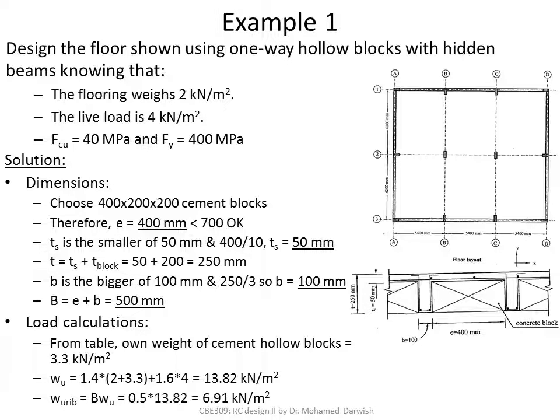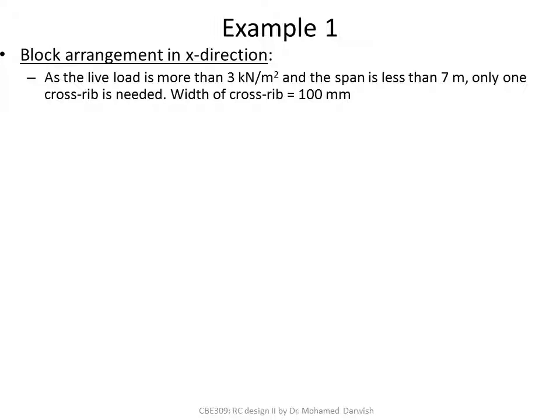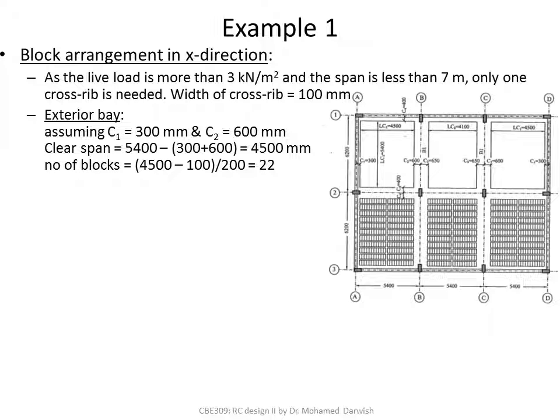slab. So W ultimate rib is this number multiplied by B. So this is 6.91 kilonewton per meter. First, you need to have the block arrangement done. So as the live load is more than 3 kilonewton per meter square and the span is less than 7 meters, only one cross rib is needed. The width of this cross rib is 100 millimeters.